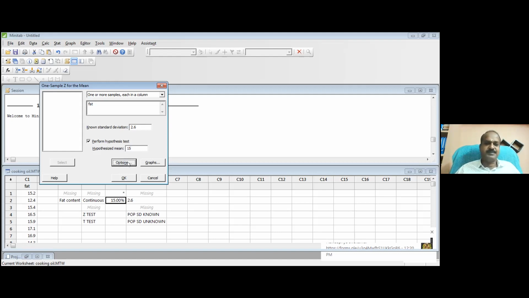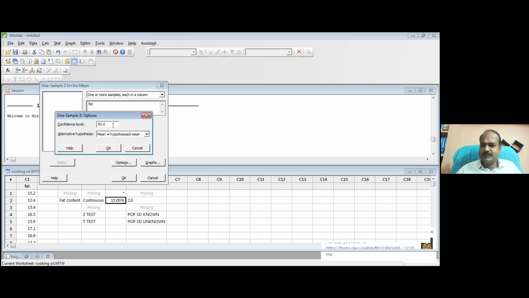Now go to Options, and 95% confidence level. That means what is my alpha? 5%. Very good. Now the alternate hypothesis. If the cooking oil fat content is far more than 15%, it's a problem. Far less than 15%, that is also a problem. You have a problem on both sides, so your study is two-tailed. So I will say not equal to. That is the alternate hypothesis. I click OK, again OK.